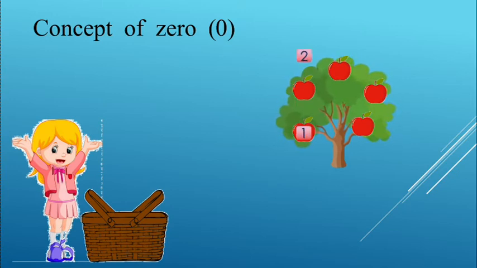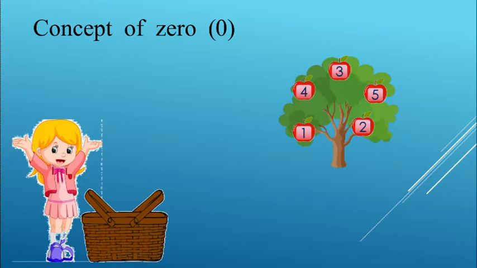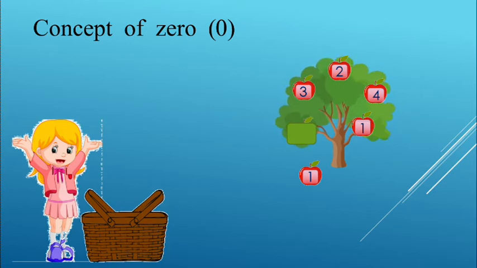1, 2, 3, 4, 5. So there are 5 apples on the tree. Now consider one apple fell down off the tree. So let's count the number of apples on the tree. 1, 2, 3, 4. So there are 4 apples on the tree.